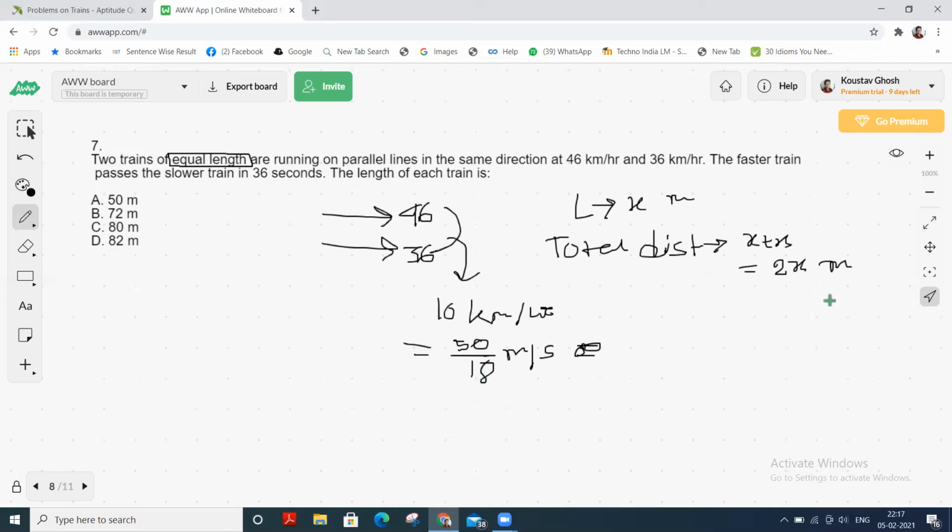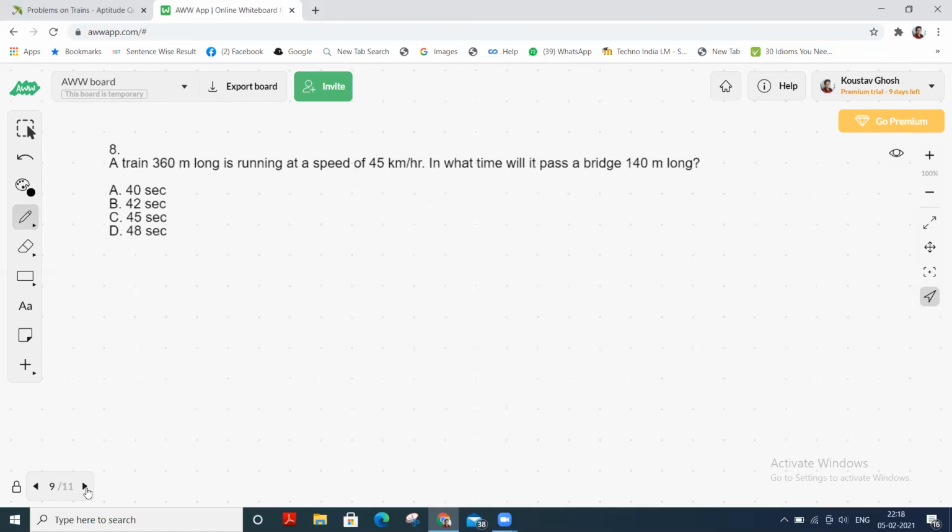Now the total distance is 2x meters and the faster train passes the slower train in 36 seconds. So 2x by 36 equals the speed, 50 by 18. 18 2s are 36, so the 2 cancels out. So x is 50. The length of each train is 50 meters. Next question.